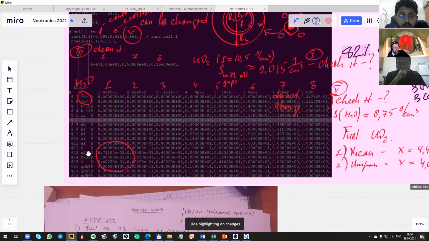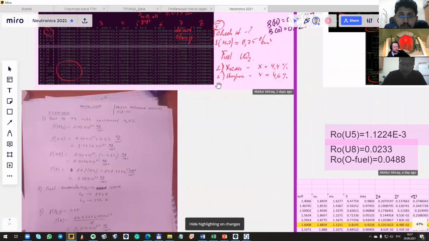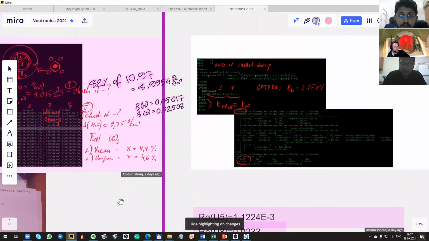So yeah, it's uranium-235, uranium-238. That's the calculation according to 82% here. So actually 8.95 grams per centimeter cubed. So okay.